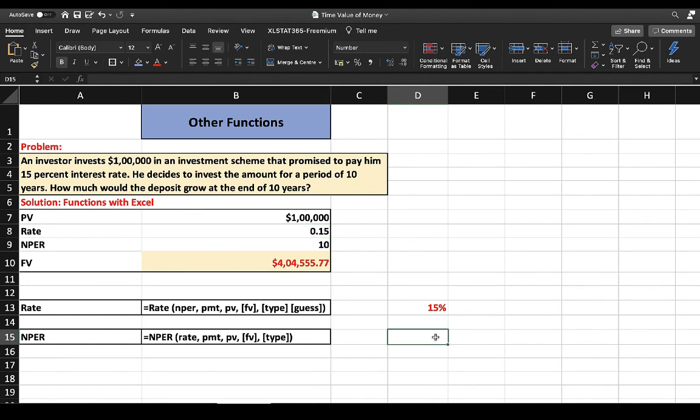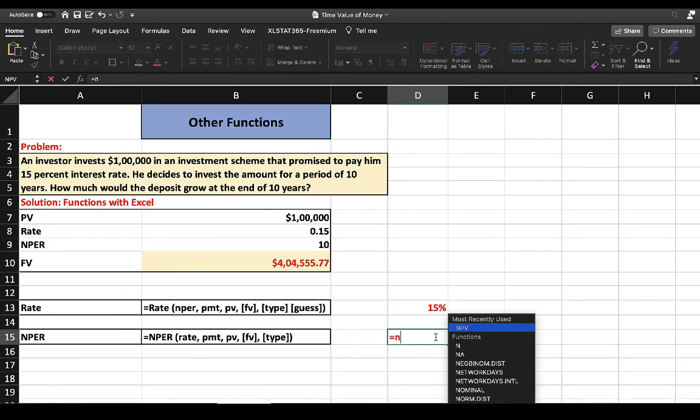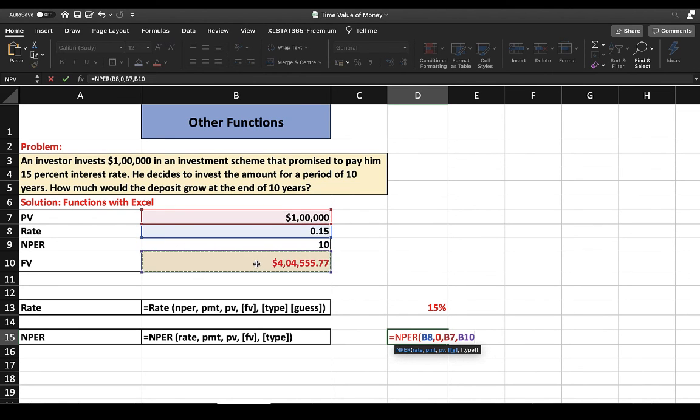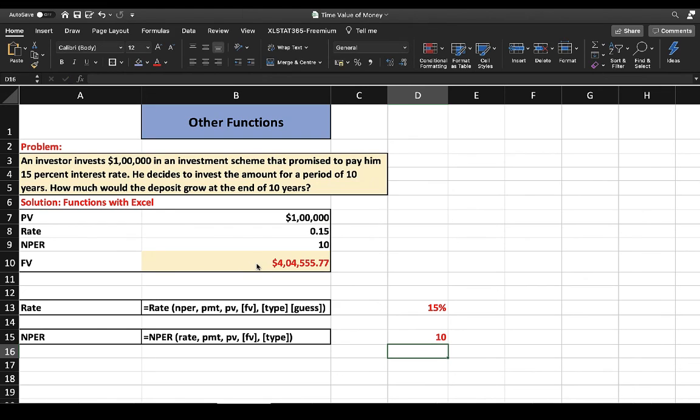Now let's see how we can find the number of periods. Typing equal and NPER, you see the NPER function. Now in this you will take rate, comma, PMT will be 0, comma, present value, comma, future value, comma, type will be 0, enter. So you see 10 years. So it is the same as it was given in the question.